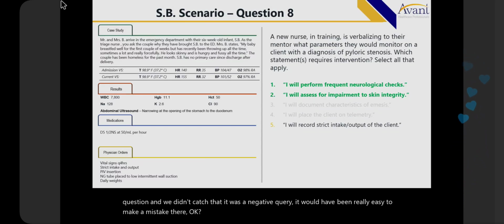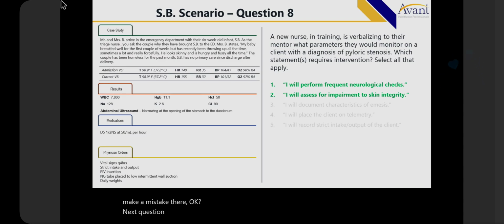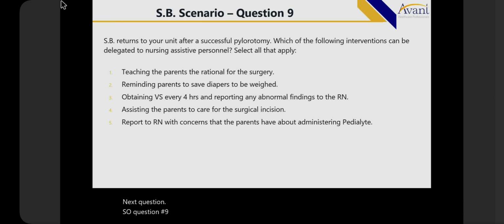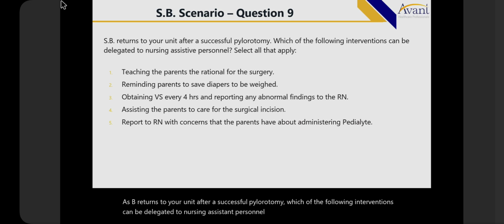Next question. So question number 9. SB returns to your unit after a successful pyloromyotomy. Which of the following interventions can be delegated to nursing assistive personnel? Okay, so we're talking about our UAP or our LPN, right?